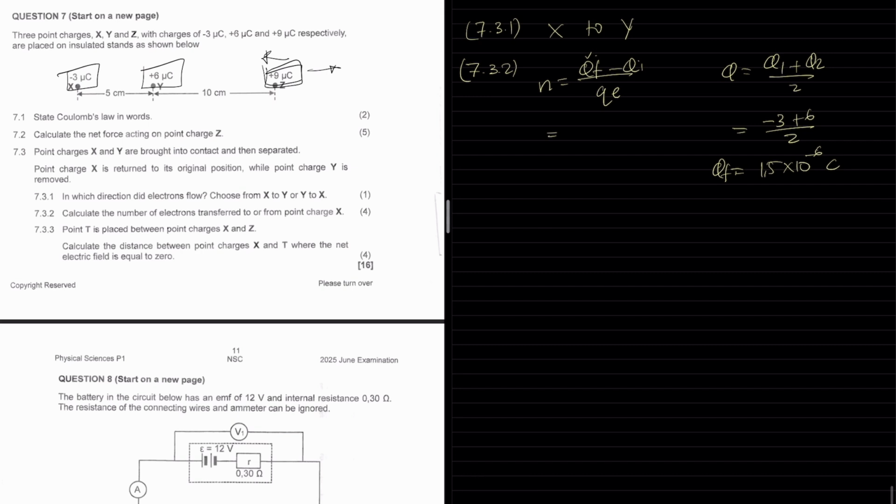Now we can substitute. QF is 1.5 times 10 to the minus 6 minus, I'm going to use X as my reference. So X was minus 3 times 10 to the minus 6. And then that's divided by QE, which is minus 1.6 times 10 to the minus 19. Since we want n as a positive number, we'll just take the positive value. So n is going to be 2.8125 times 10 to the 13 electrons lost by X.